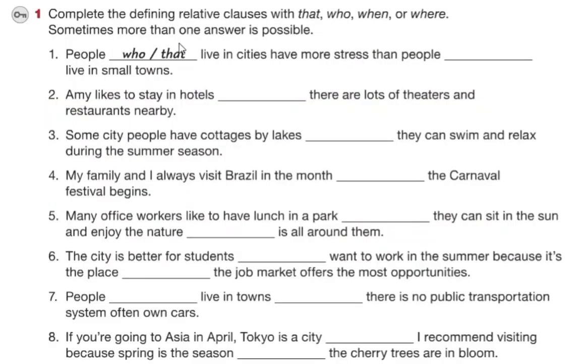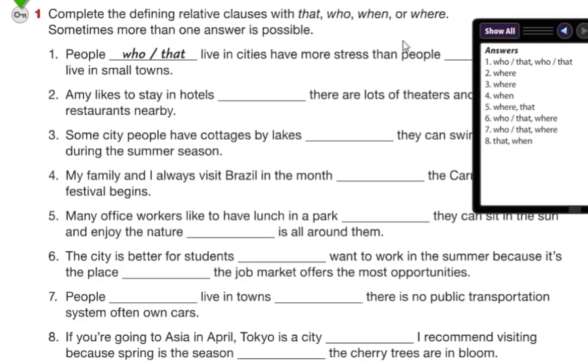Now we will try the next exercise. It's completing the defining relative clauses with that, who, when, or where. Remember that "that" can also be used for who and which, but I recommend that in this exercise you practice the use of who and which. Remember that who is for people and which is for things. Now you can pause the video at this moment to practice with this exercise. Right now, sometimes more than one answer is possible too. So we're going to pause the video and quickly we will see the answers.